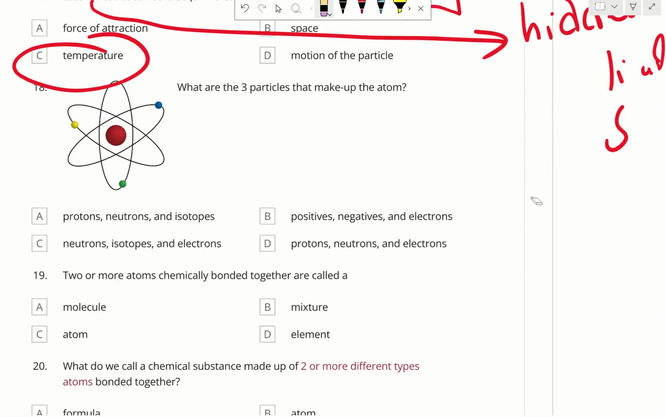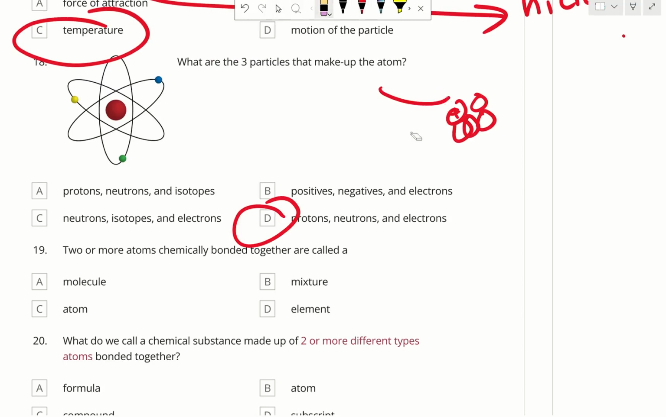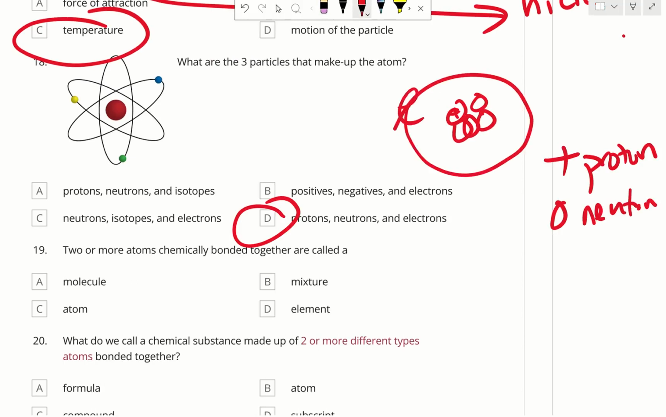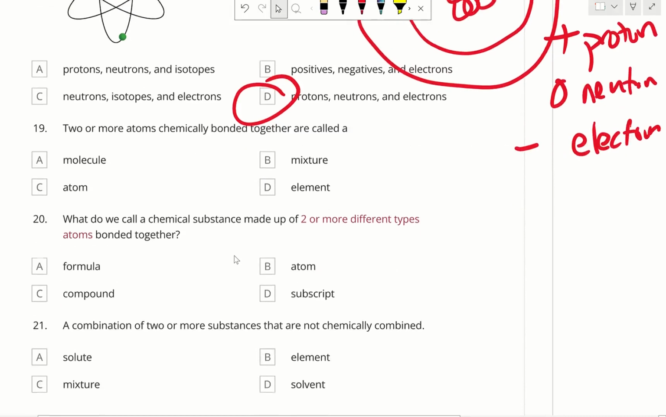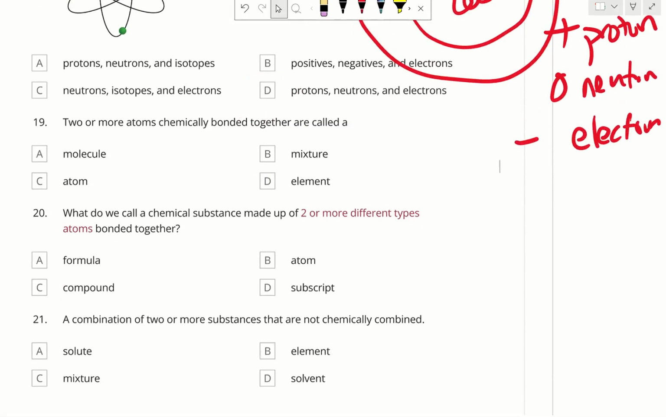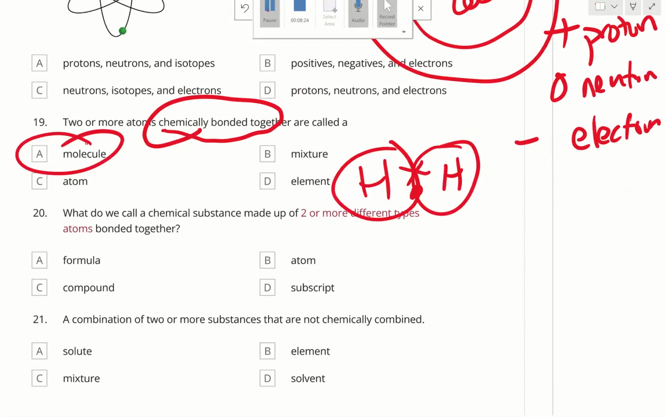Number 18, what are the three particles that make up the atom? Proton, neutron, electron. So in the middle, my positive charge is proton, my neutral charge is the neutron, and the thing that circles it, orbits it, is called my electron, and it's negative. Two or more atoms chemically bonded together. So when they're bonded chemically together, that is going to be a molecule. So if I have a hydrogen atom and a hydrogen atom bonded together, that's a molecule.